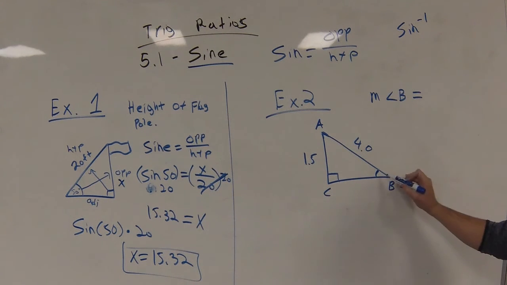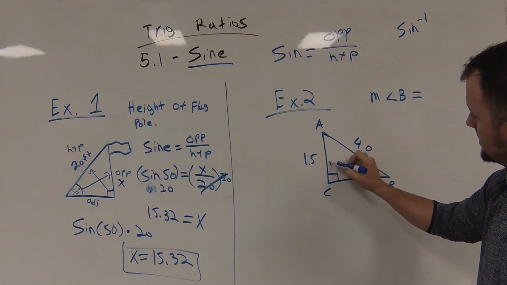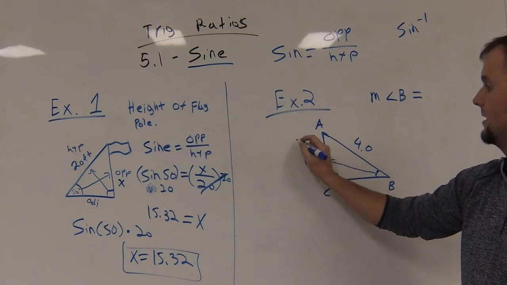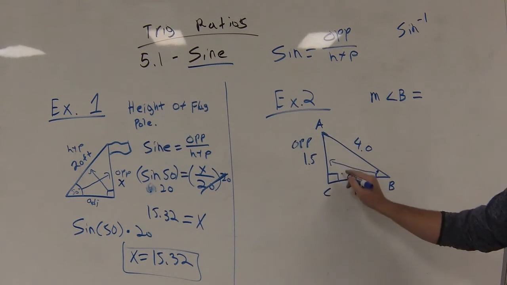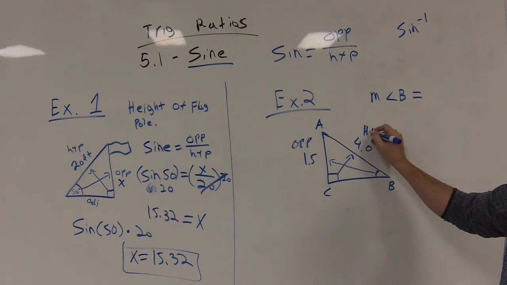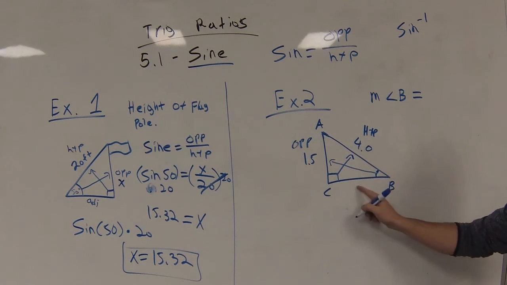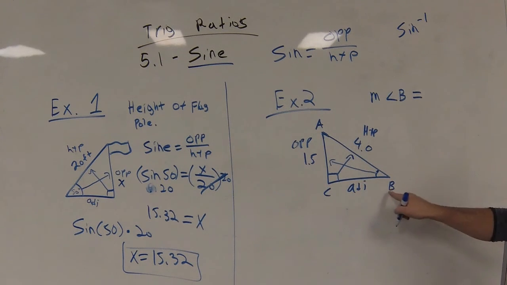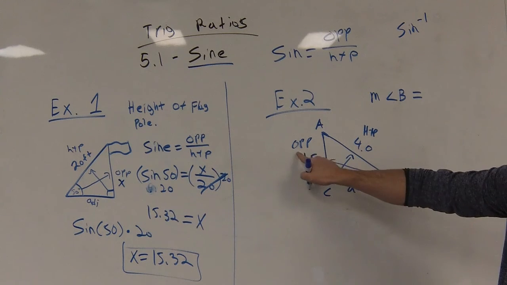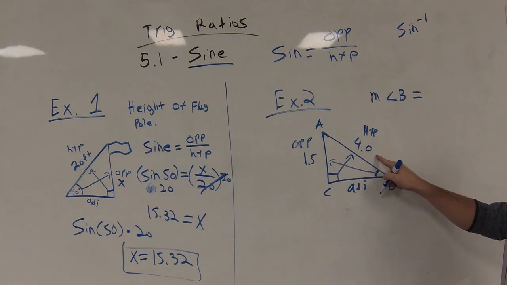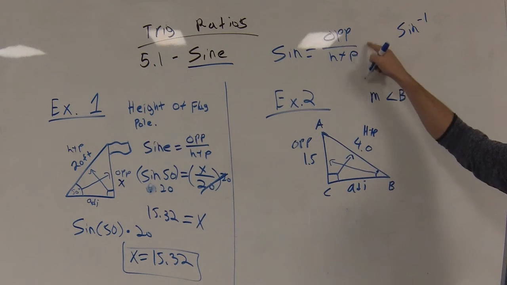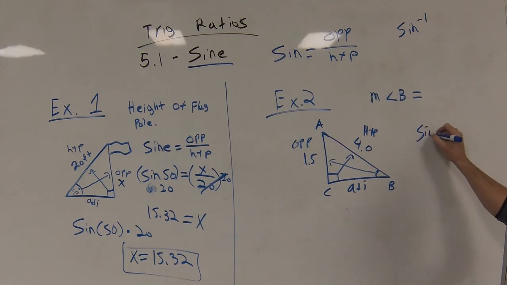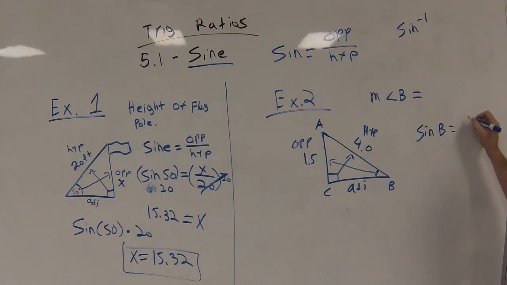But what I do know, if I go all the way across, opposite of B is going to be your opposite side. Opposite of the right angle is always going to be your hypotenuse. And then right here, I know that this side is going to be my adjacent side, but we're not worried about that right now. We'll look at that in the next video. So if I want to find angle B, I know the opposite side and I know the hypotenuse. That matches opposite over hypotenuse. So to find the sine of B, I'm going to do the opposite over the hypotenuse.